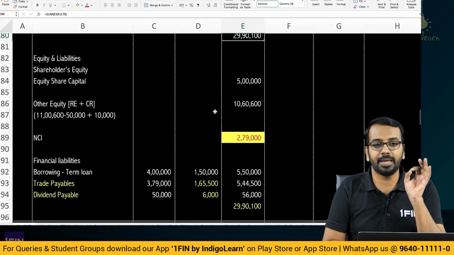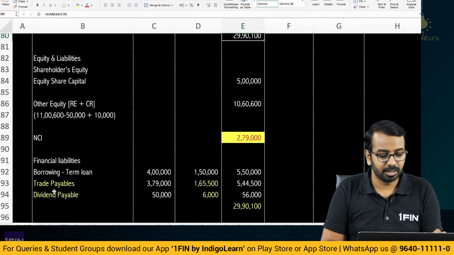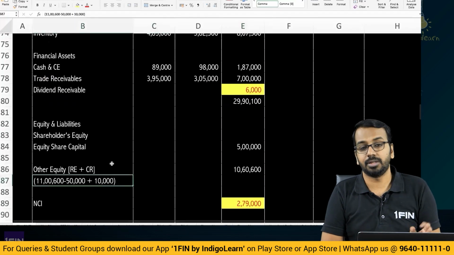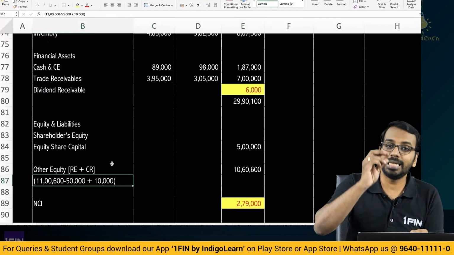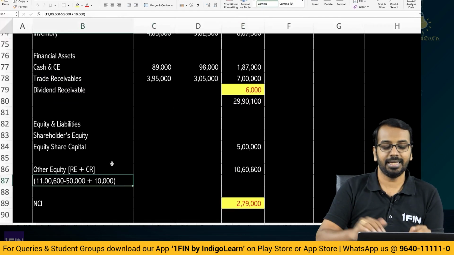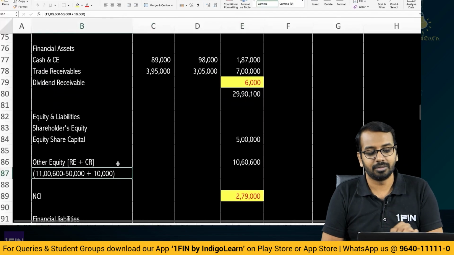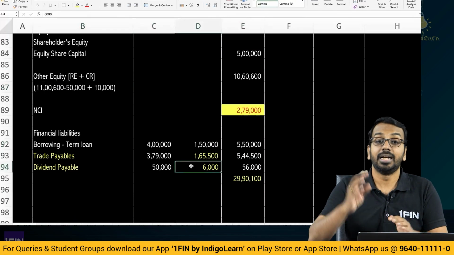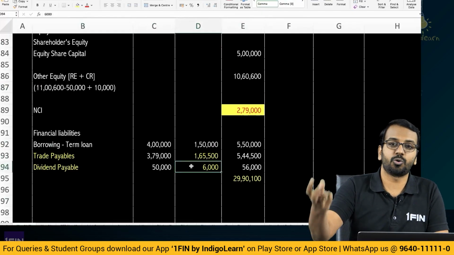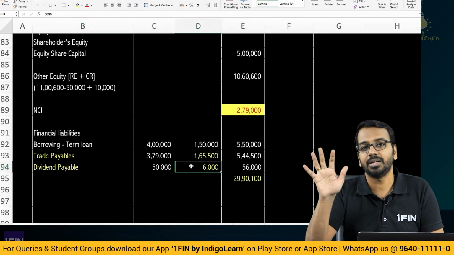Now just a quick recap of the adjustments that we did for dividend. Dividend declared by parent: dividend payable 50,000, reduced from retained earnings 50,000. Dividend payable by subsidiary: only NCI component reduced from the NCI and show that as payable. So 6,000 reduced from NCI, show 6,000 as payable. Dividend declared by associate, show it as a receivable, reduce it from the investment.